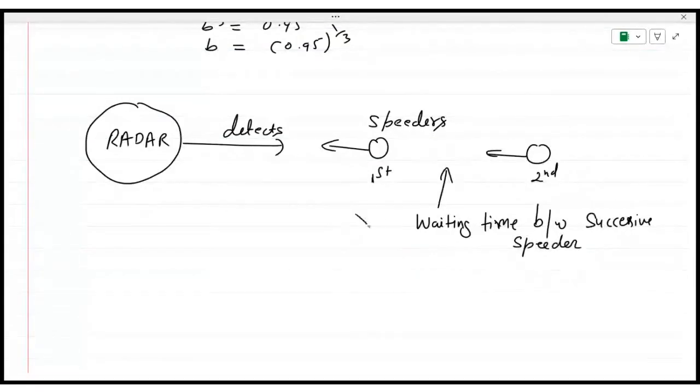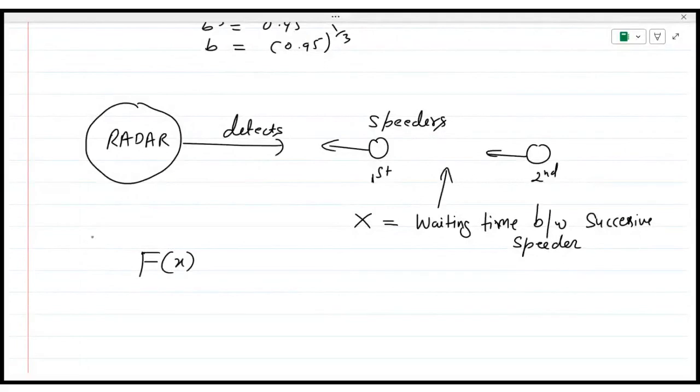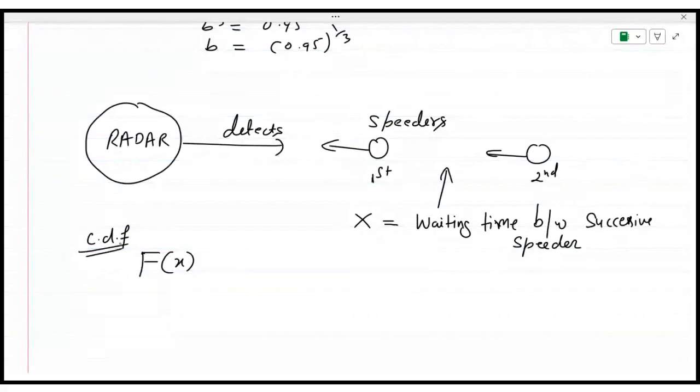This is given to be random variable X. We are given that X is the waiting time between two speeders, meaning how much we have to wait. And we are also given the cumulative distribution function F of x, the CDF. Not the PDF, I am repeating, it is the CDF.